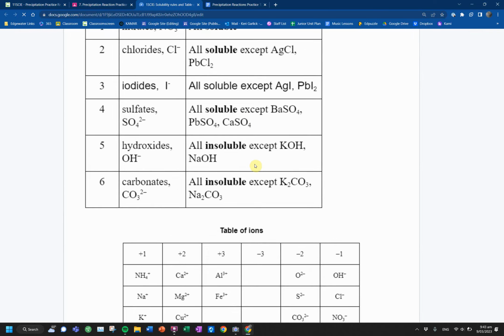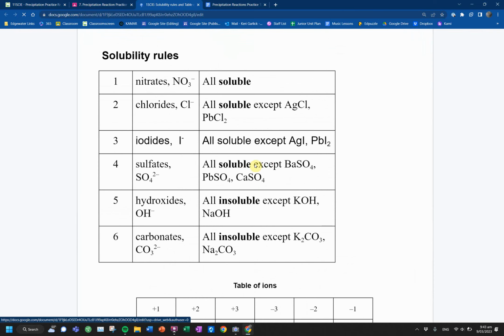So, there were two things there. The first thing that we had was the hydroxide. We had copper hydroxide. It says here that all hydroxides are insoluble with the exception of potassium and sodium. So in this case, is copper one of those two things? No. So this is very likely my precipitate.